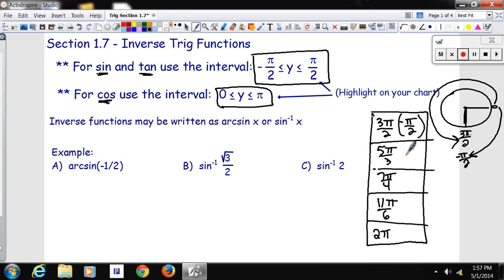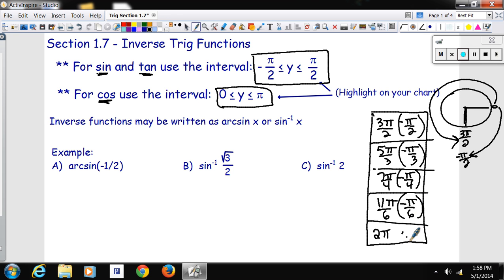5 pi over 3 is the same as negative pi over 3. It's just going the opposite direction. So add negative pi over 3 next to the 5 pi over 3 on your chart. 7 pi over 4 is the same as negative pi over 4. So there's the same angle on your chart. This 7 pi over 4 is the same as negative pi over 4. 11 pi over 6 is the same as negative pi over 6. That's the same angle on your chart, so write that next to it.